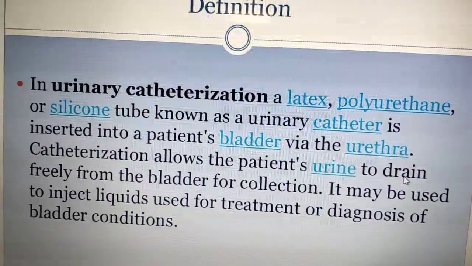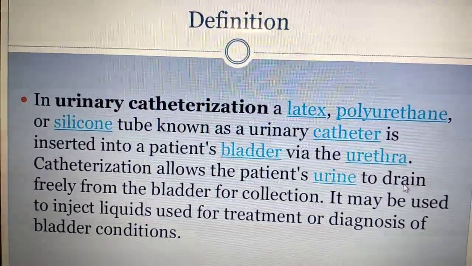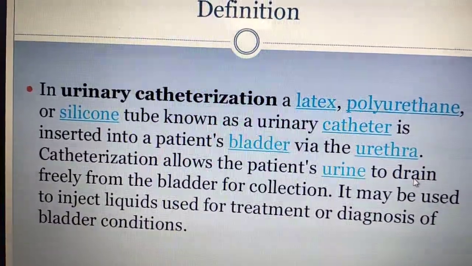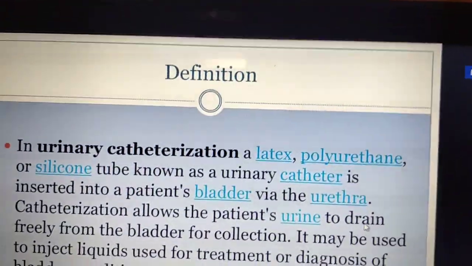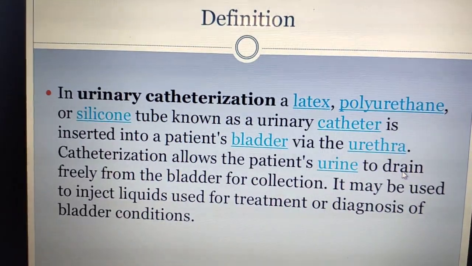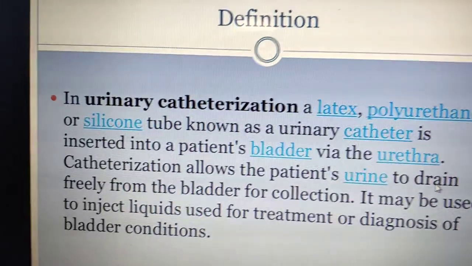So catheterization allows the patient's urine to drain freely from the bladder for collection. It may be used to inject liquids used for the treatment or diagnosis of a bladder condition. Understood? It's nothing but the insertion of a catheter into the bladder to drain the urine, that we call urinary catheterization. Okay.